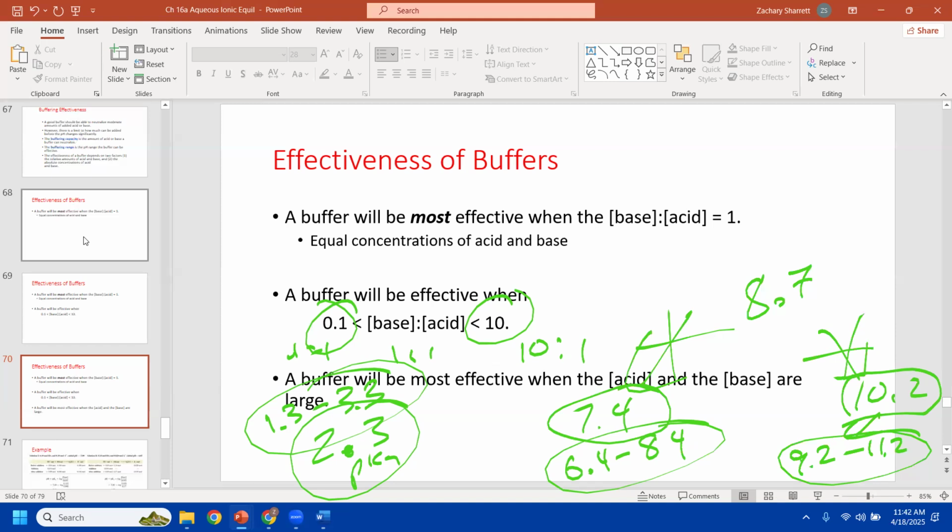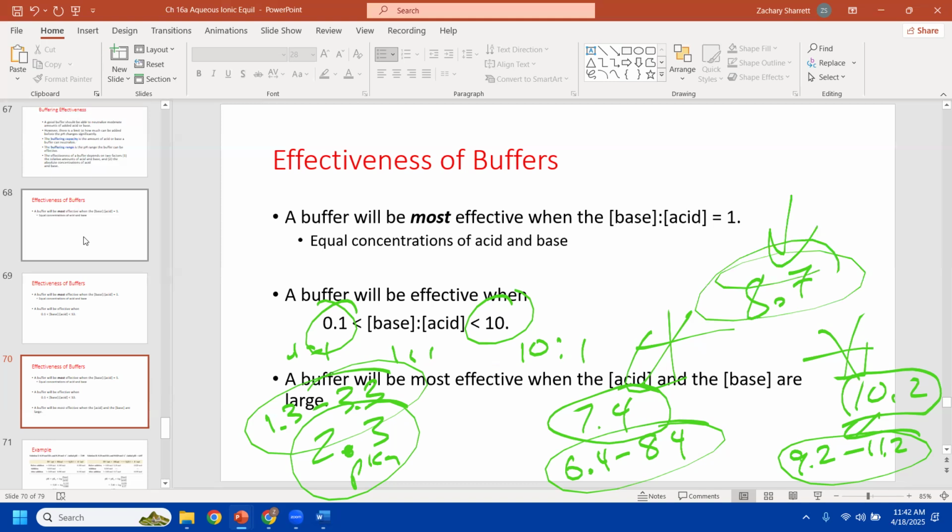You'd want to find a different acid that has a pKa around 8.7, right? So you would look at the different weak acids that are available, find one with a pKa closest to 8.7, and that would be the combination you would want to use to make a buffer at that pH range. Does that make sense?